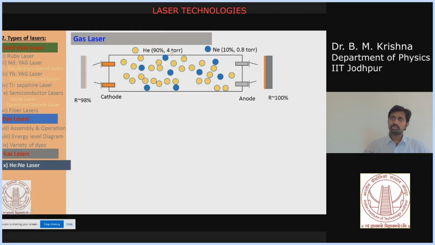Then what is the pressure of the helium in this gas chamber? The pressure of the helium is 4 torr and neon is 0.8 torr. Accordingly, you fill this gas chamber. Now you have a mixture of helium and neon atoms. In principle, you have electrodes on the other sides: a cathode to emit the electrons and an anode to collect the electrons.